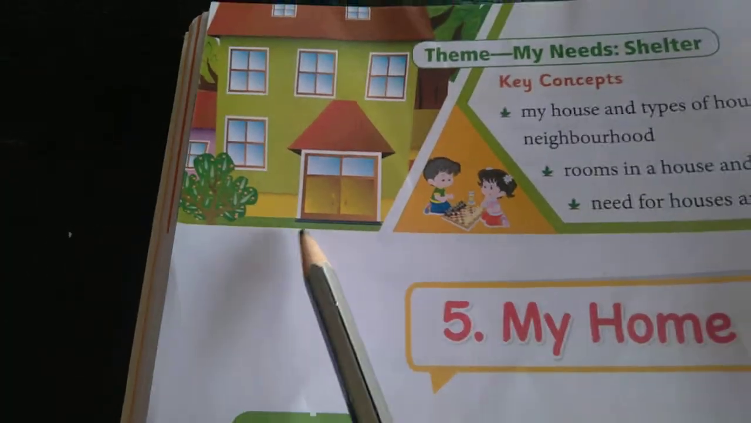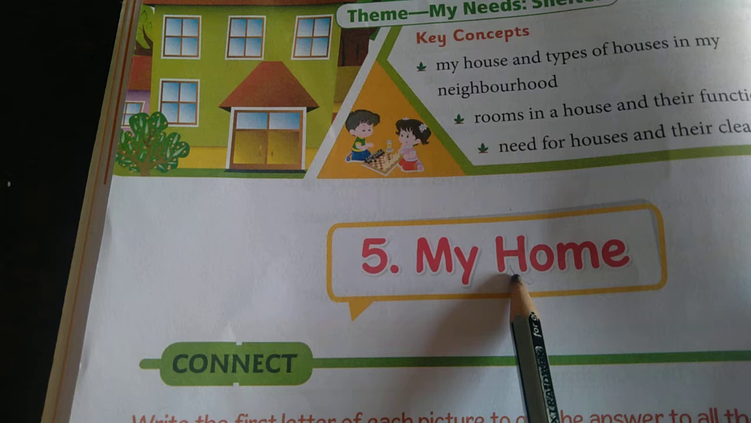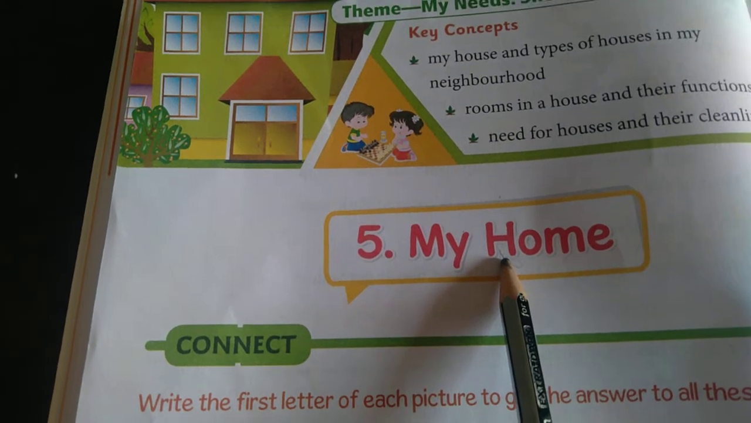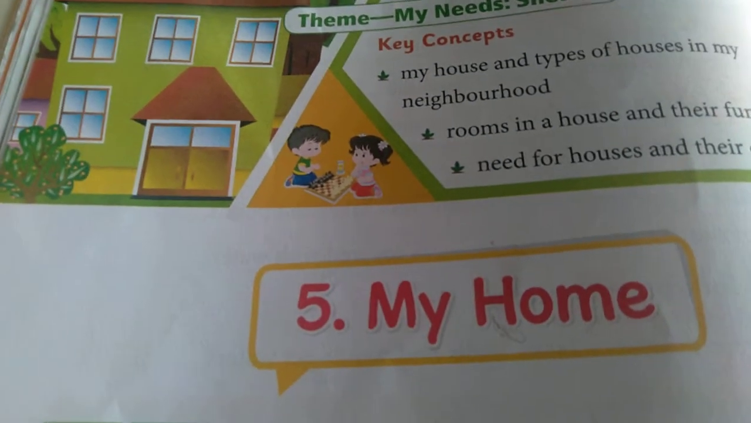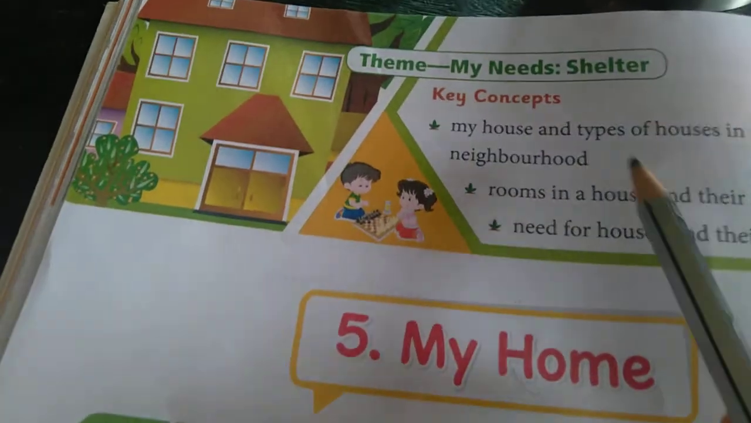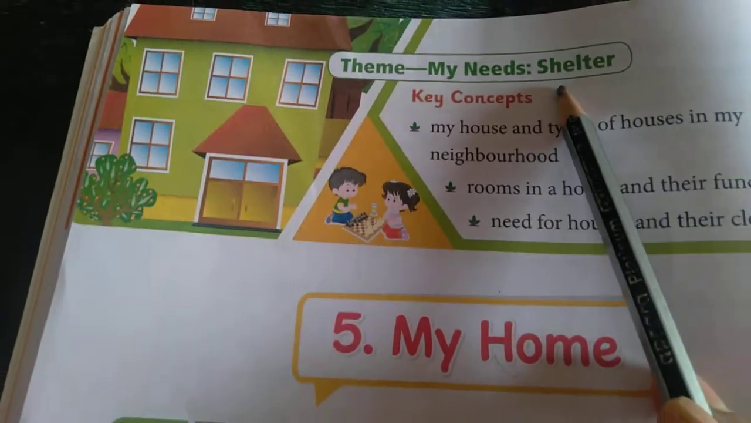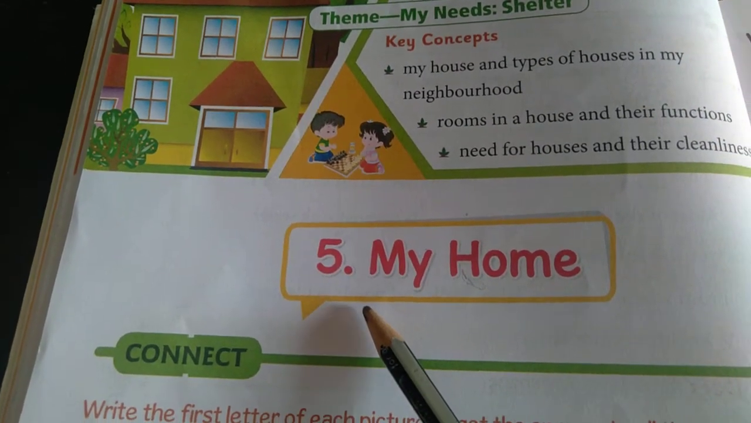This is a picture of a house. The word home is a very lovely word, isn't it? We all love to hear this word every time we get a chance. It gives us a positive vibe. Home is a place where we find safety, surrounded by our family members. So there is a need for shelter, right? Where do we live? We live in a house. There are different kinds of houses. My house is different from the house my neighbor lives in.